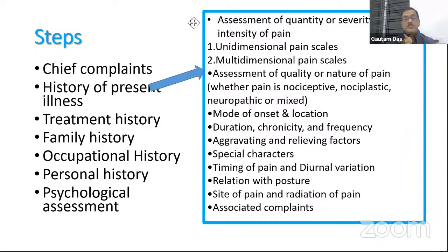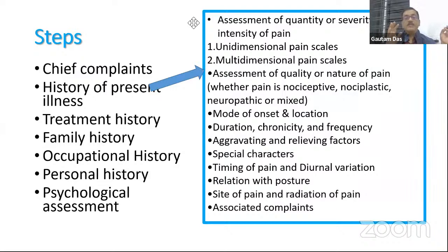Next, this is by the assessment of the quality. Then the other things which help us in making a diagnosis are the mode of onset, location, where is the pain and how it started, duration, chronicity, frequency. Some kinds of pain come and go, like trigeminal neuralgia, like cluster headache. So what is the frequency? What are the aggravating and relieving factors? Is there any special character in the pain? Like migraine headache has a throbbing character.